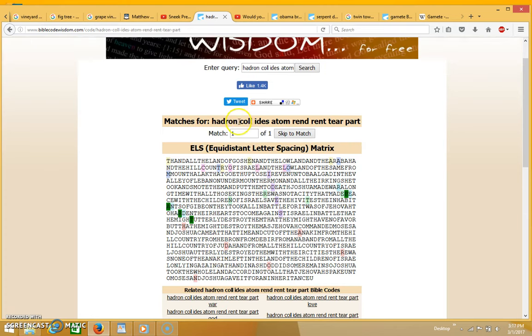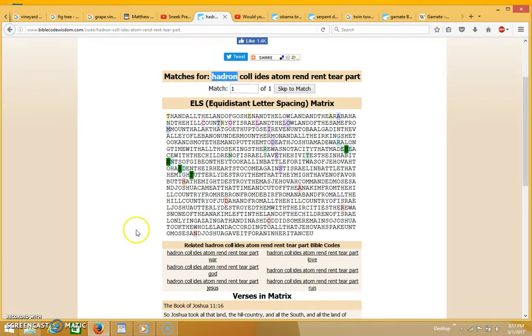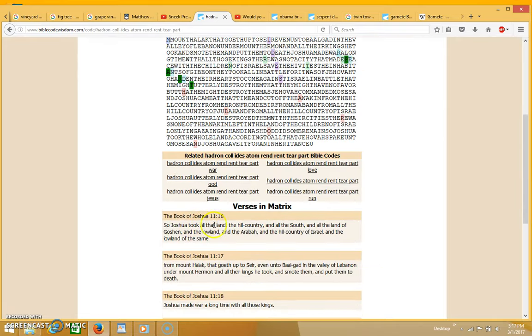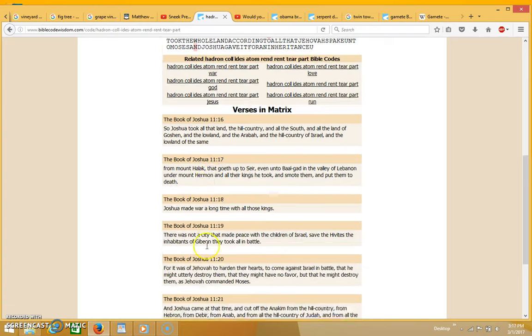And there's a few tables that come up on the word hadron. And this one is really interesting because this one comes up in Joshua 11.